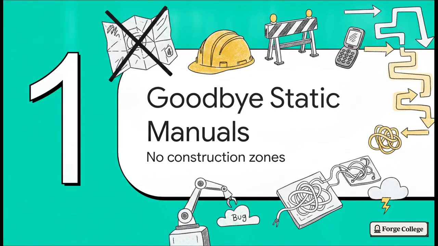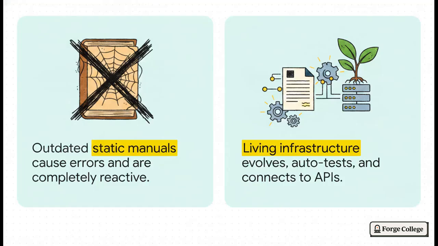All right, part 1. Goodbye dusty static manuals. Seriously, it's time to stop getting lost in construction zones. Have you ever tried following a coding tutorial and it feels like you're trying to navigate a bustling modern city using a fold-out paper map from like 1995? It is the absolute worst, right? Well, that's the old way. That's static manuals. They literally get outdated the very second they're published, and they just cause endless errors because they are treated as a reactive afterthought. Someone finally remembers to update the docs weeks after the code actually shipped.